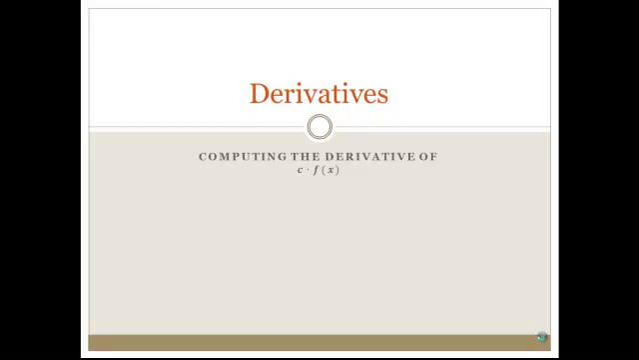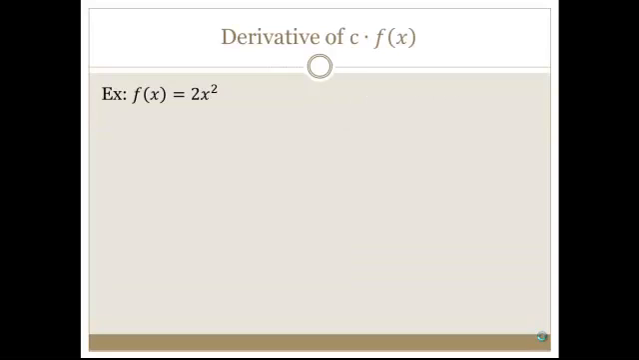We will now look at how to compute the derivative of a constant c times our function f of x. Let's start with an example. Say our function f of x equals 2x squared, and we want to compute its derivative.